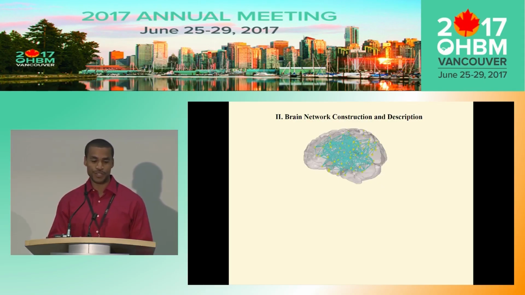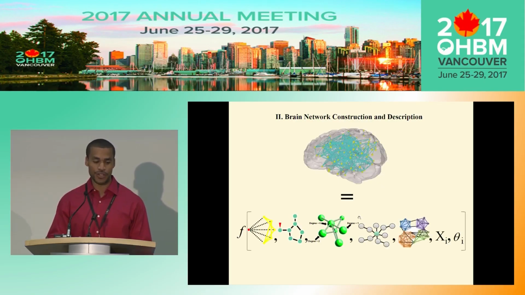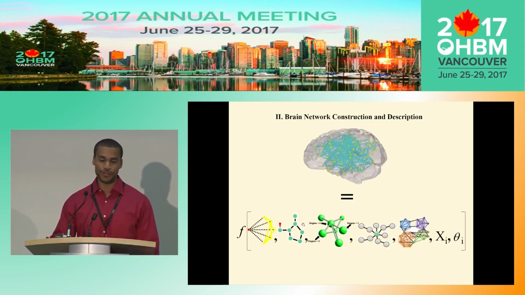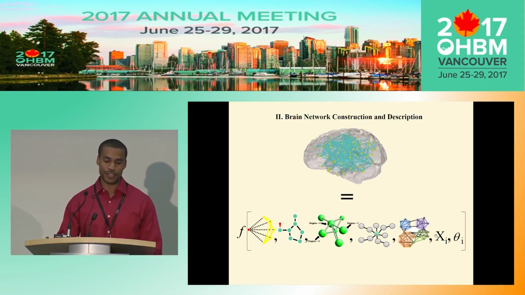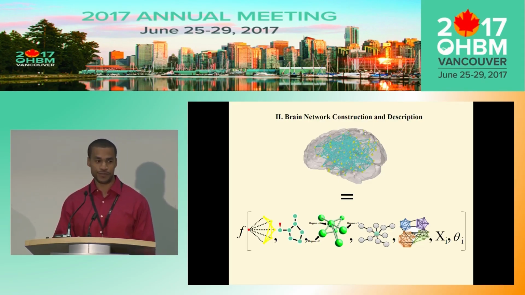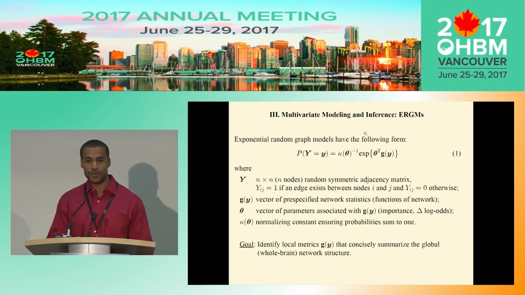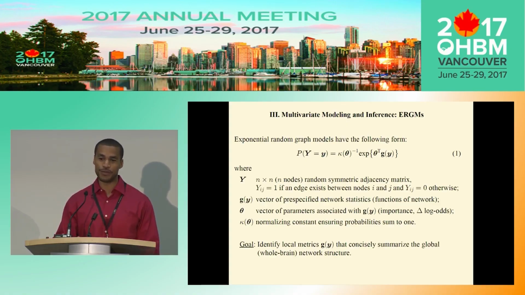So in pictorial form, we just want to be able to relate our network to both the local substructural properties of the network metrics and our covariates of interest, where the theta parameters relate the phenotype to the network structure. And one such approach for doing that is using exponential random graph models, or an ERGM framework.